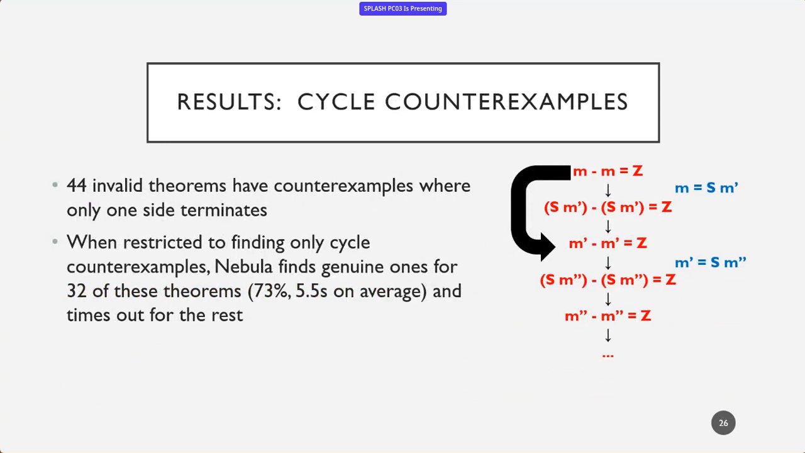For the final part of our evaluation, we look at our ability to generate cycle counterexamples. Of the 61 invalid theorems that I mentioned before, 44 have counterexamples where only one side terminates. We can restrict ourselves to finding only cycle counterexamples for these theorems by requiring all of their arguments to be total. This rules out bottom counterexamples, and all these theorems are true under strictness, so that leaves cycle counterexamples as the only option. When we impose this restriction, we find a genuine cycle counterexample for 32 of the theorems and time out for the other 12.